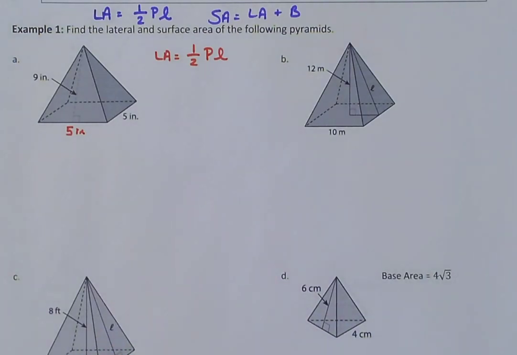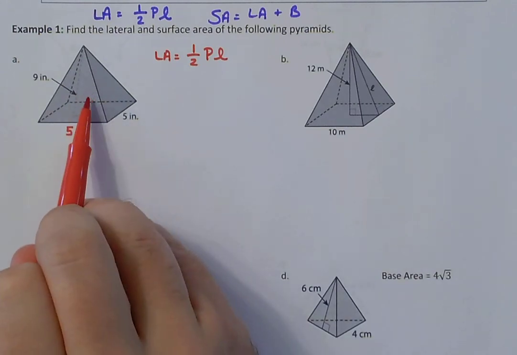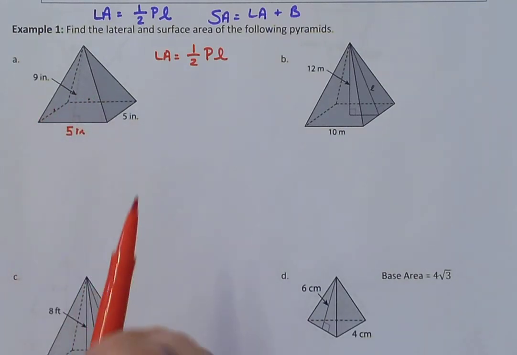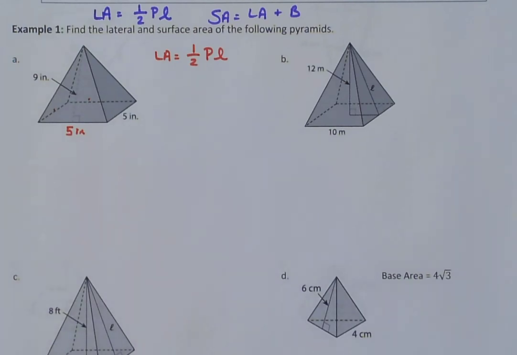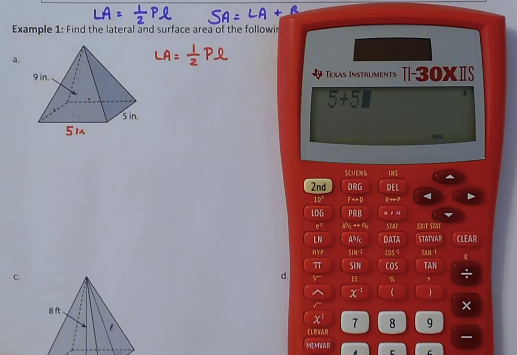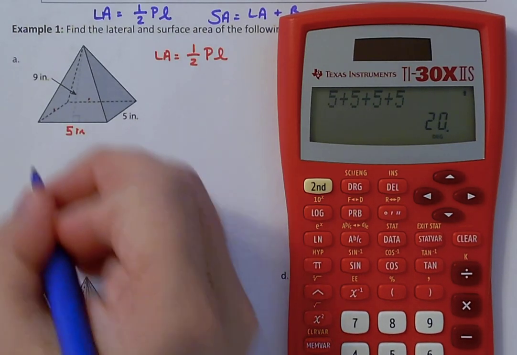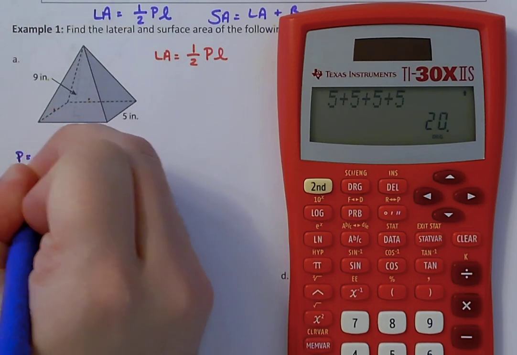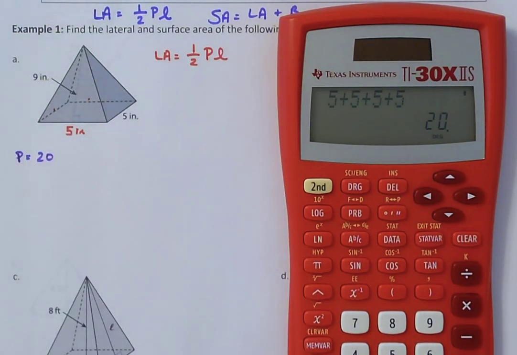So it doesn't matter whether we classify it as a rectangle or a square. We know that opposite sides are congruent, so that means this is 5 and this is 5. To figure out the perimeter, we're going to add all 4 sides up. So it's 5 plus 5 plus 5 plus 5, which gives us a perimeter of 20. So we know our perimeter to be 20.